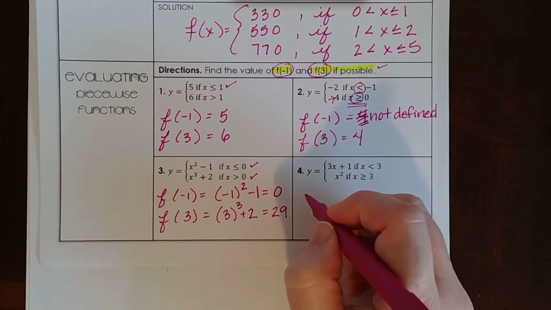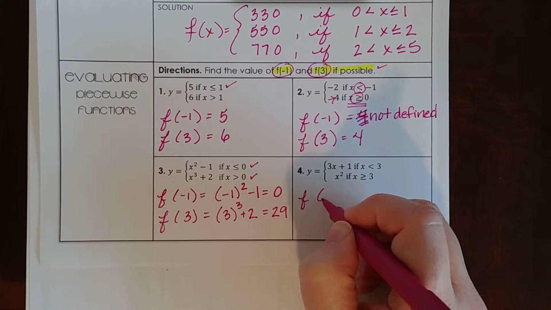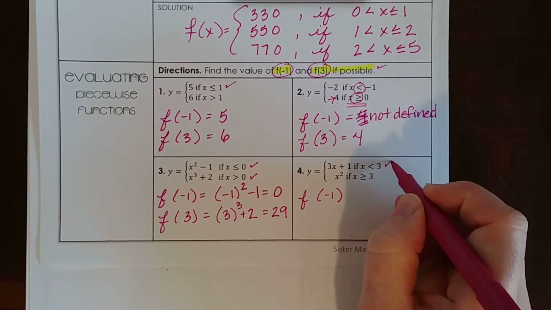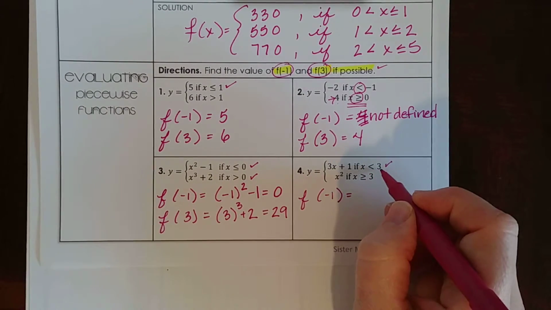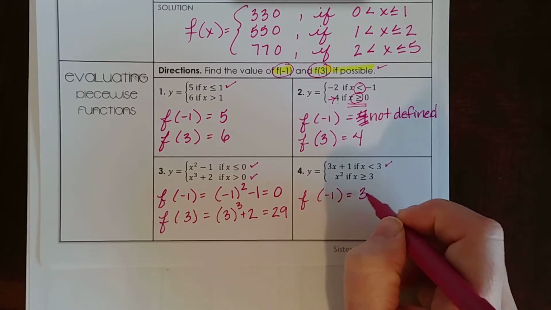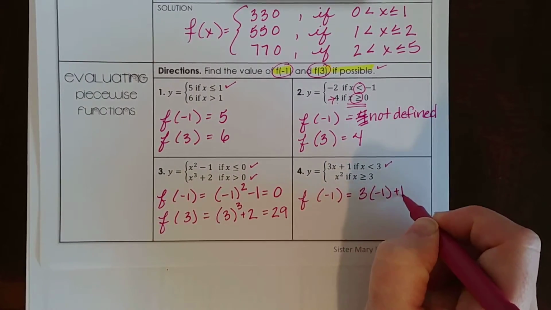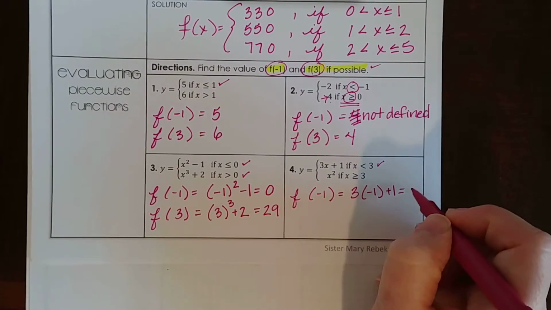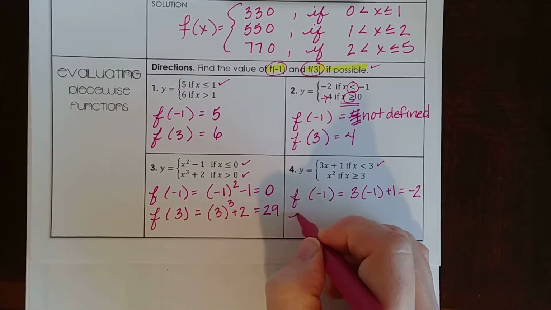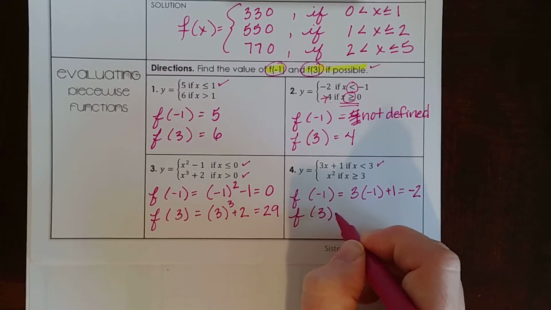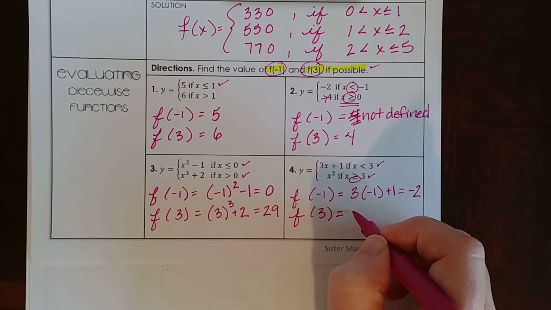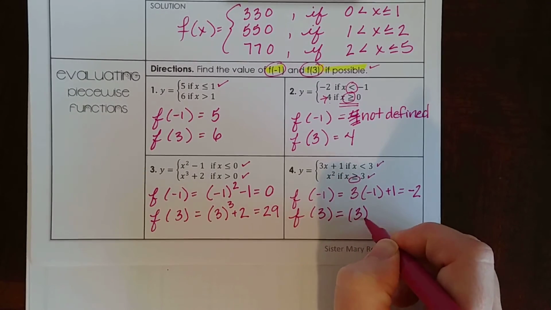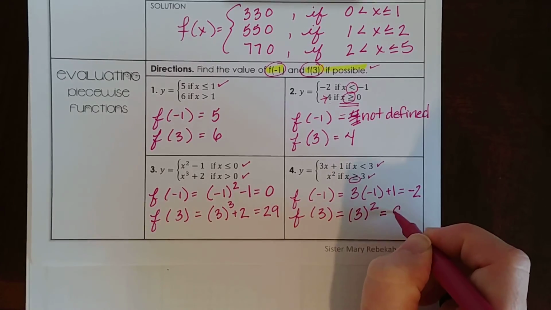And then finally, f of -1, I use the first part of this piecewise function because the domain is x is less than 3, and negative 1 falls there. So I have 3 times negative 1 plus 1. Negative 3 plus 1 is negative 2. And then at f of 3, I use this second half because it is equal to 3 here. I plug in 3 in for x squared, and I get that 3 squared is 9.